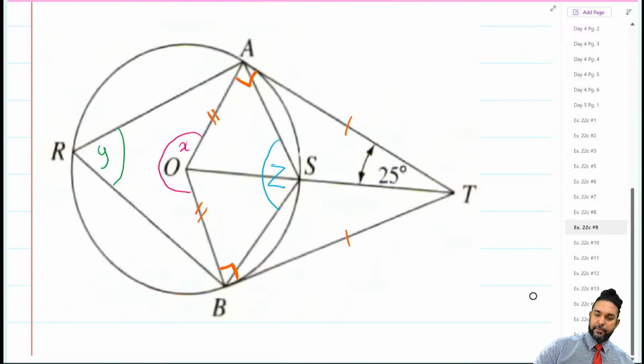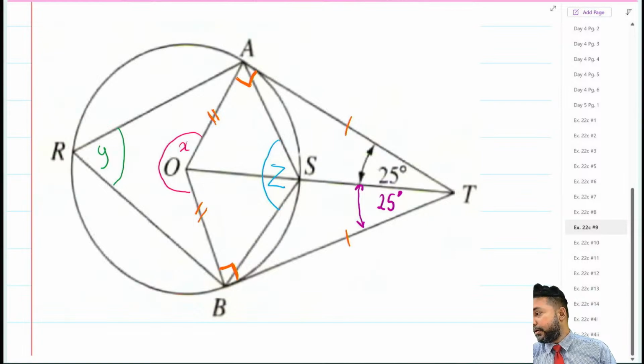Right. So first things first is that we could say that this angle here is also 25 based on the diagram, right? Because you have this triangle here and this triangle here having three sides in common, which means that they are congruent, perfectly congruent, right? Which means all the corresponding angles are equal as well. So the whole angle here is 50.